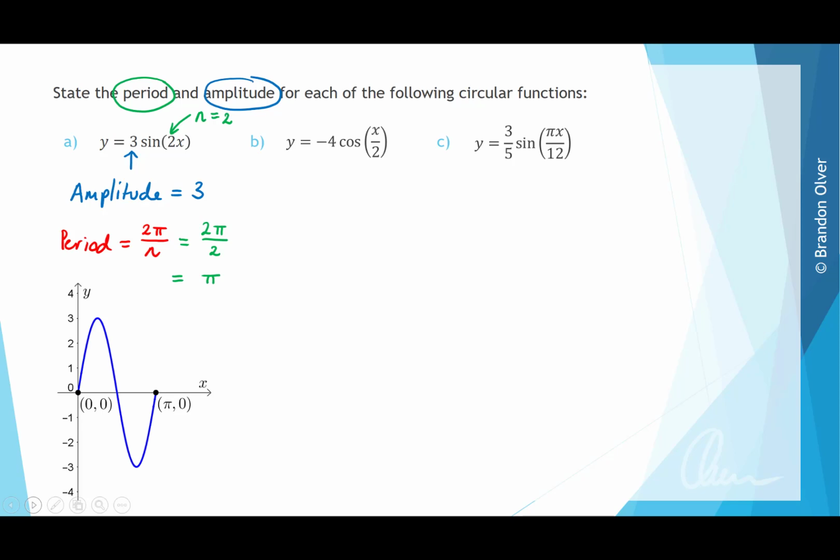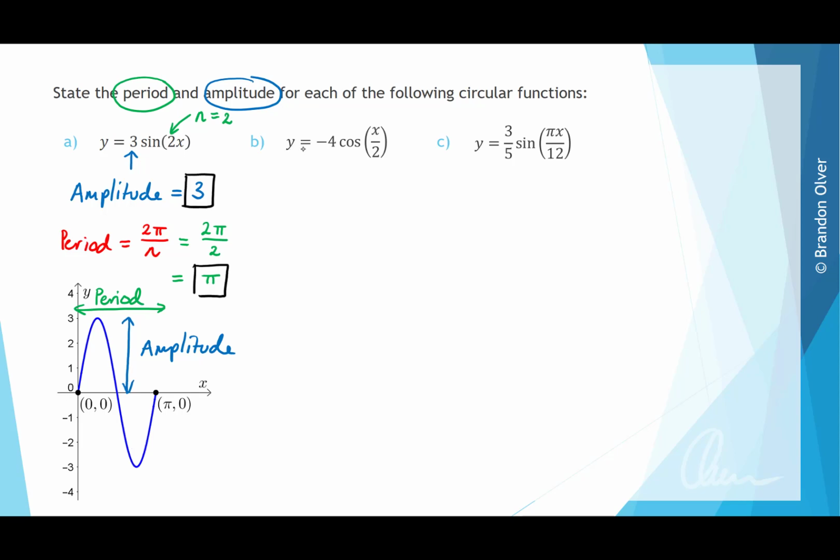If we have a look at a sketch of this graph, y equals 3 sine of 2x sketched here. When we go from the mean y value of this function, which is y equals 0, to its maximum, which is 3, this length here is the amplitude, which we said before is 3. And when we go from 0 to pi, which is this interval here, that is the period. So that's the length of the interval that it takes for one full cycle of our graph.